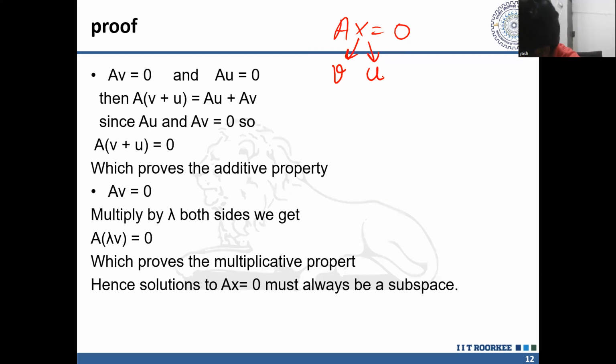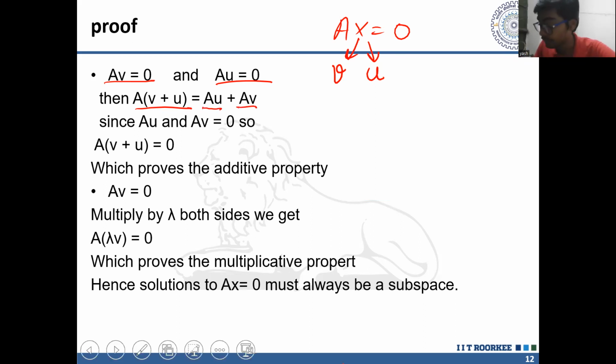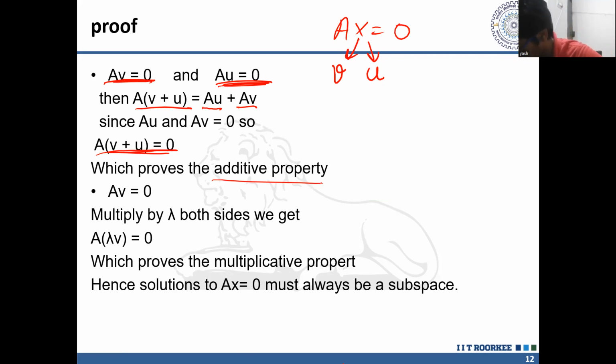If we put v here, we get Av equals 0, and by putting u here, we get Au equals 0. Now once we put u plus v here, we get A(u plus v) equals Au plus Av, which we can expand further. Earlier we have seen that Au and Av are 0. So A(u plus v) is also 0, which proves the additive property which we saw in the starting part of the slide.